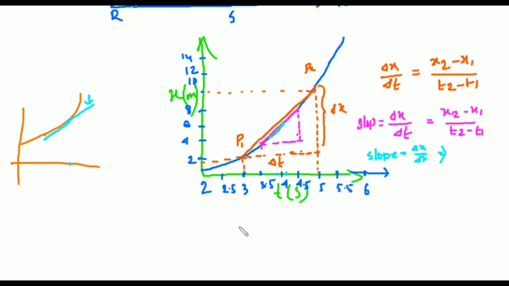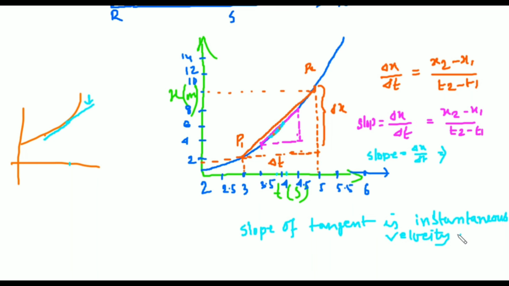So the slope of tangent is instantaneous velocity. Here you have to use your imaginative power and intuitive power. If we keep decreasing delta t, this line becomes a tangent, and the slope of the tangent becomes the instantaneous velocity at this time.